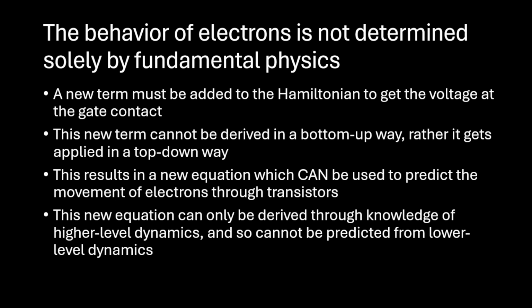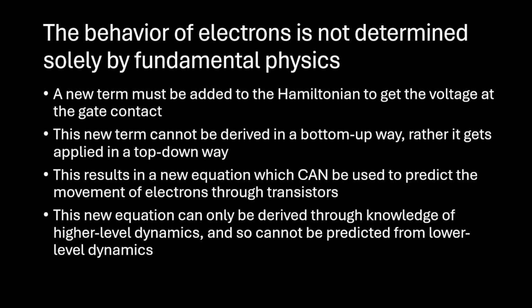So this actually results in a new equation, and this new equation can be used to predict the movement of electrons through the transistors. So you might be thinking, well, if you have an equation that can predict the behavior of transistors, then this is weak emergence. No. Well, not really, because this new equation can only be derived through our knowledge of the higher level dynamics. And so it can't be predicted from lower level laws. So what this basically implies is that the design of these logic gates and the way that we've designed them has introduced this new kind of variable that is affecting the way the electrons flow.